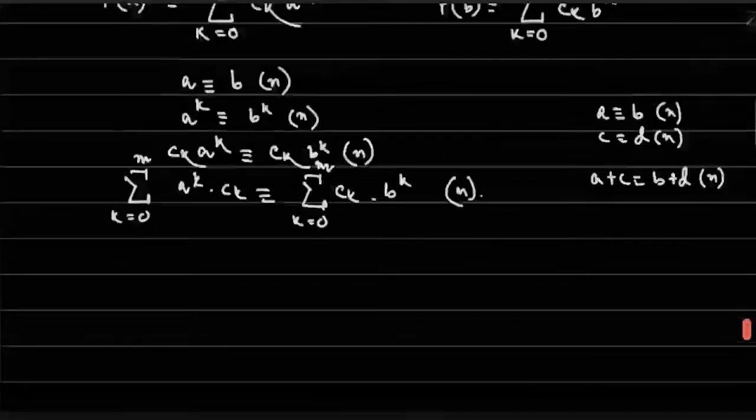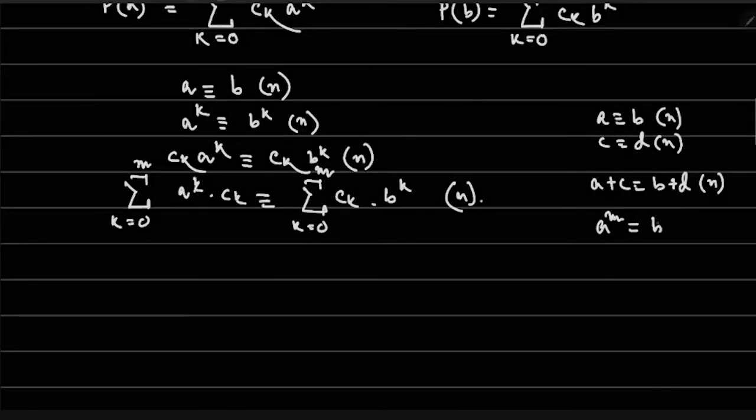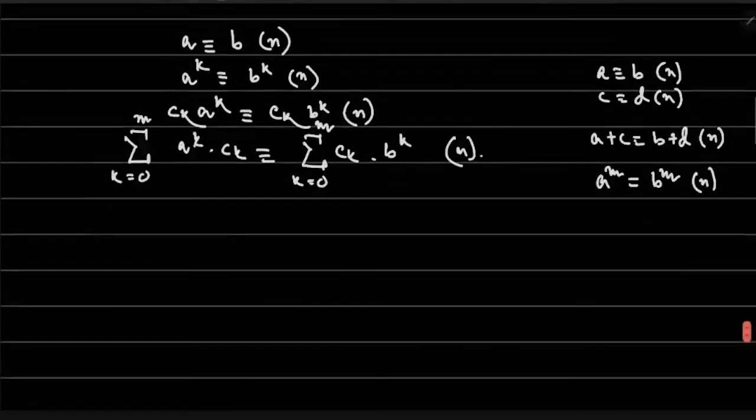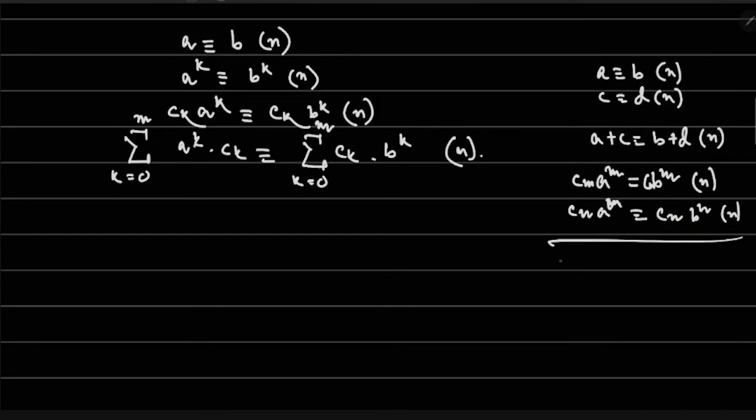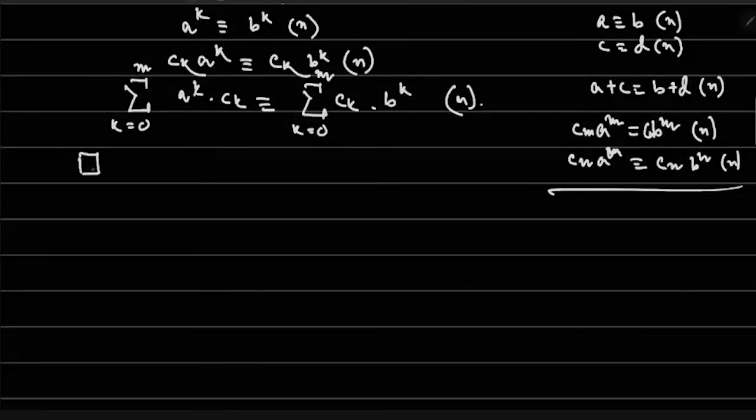Now think about a to the power m being congruent to b to the power m modulo n, so cm a to the power m is congruent to cm b to the power m mod n, and if you add them, they will just simply be added, right? And if you run the summation from 0 to m, the congruence will be respected. So it is trivial. So this proves this lemma.